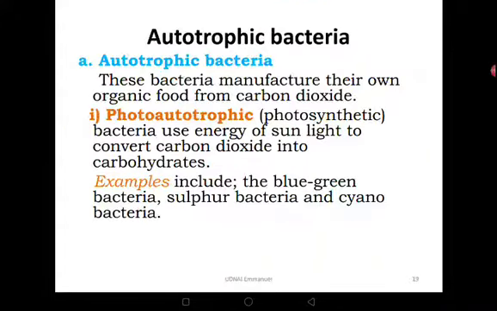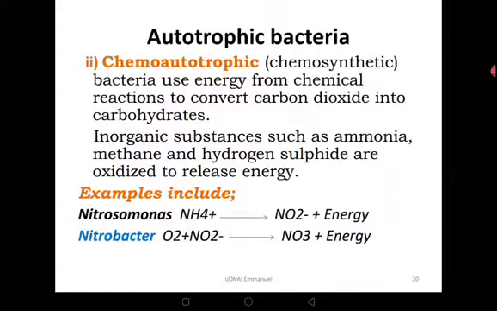So we have autotrophic bacteria. These ones manufacture their own food from carbon dioxide. And we have those that are photoautotrophic. It means they carry out photosynthesis. They use energy from the sunlight to convert carbon dioxide into carbohydrates. Examples include the blue-green bacteria, the sulfur bacteria, and the cyanobacteria. So those ones carry out photosynthesis.